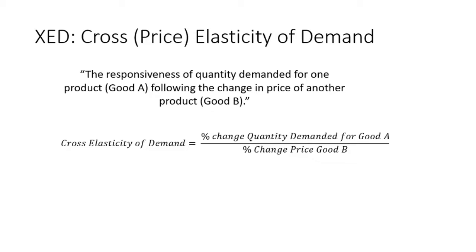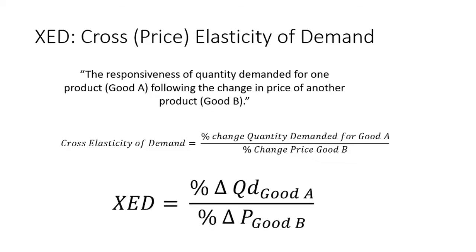And of course, you'll want to put that into shorthand. I think it's a bit easier to just remember it as a shorthand. You can always write this down on any examination and it will get you the full marks. The XED is equal to percentage delta QD of good A divided by percentage delta P of good B. So again, a bit of a mouthful to look at that big formula, but it gets the point across.